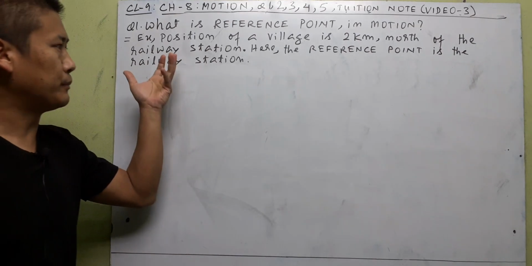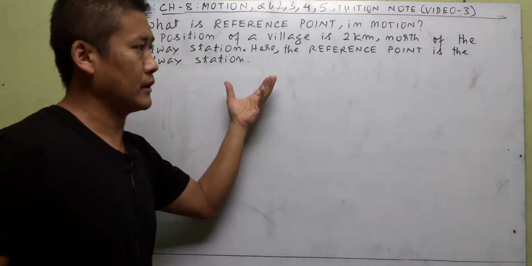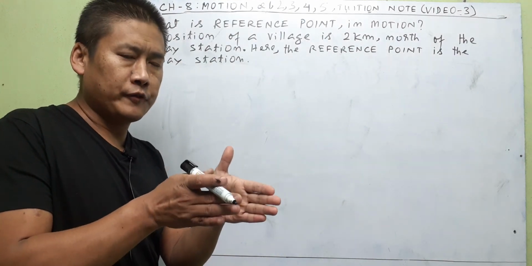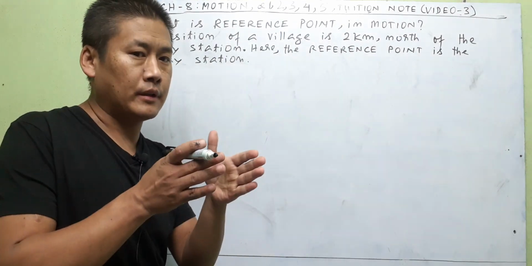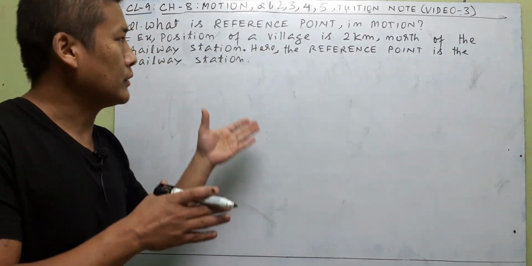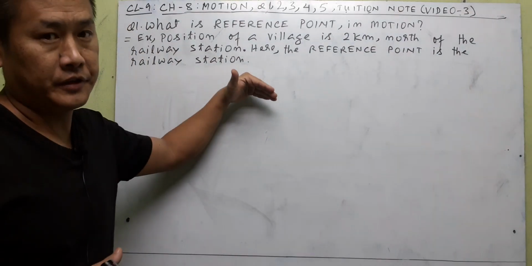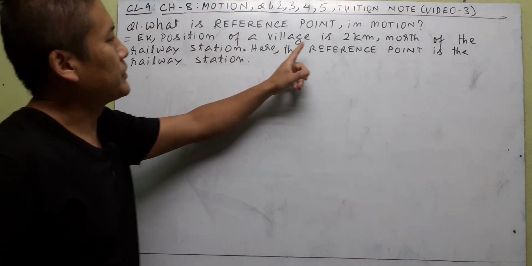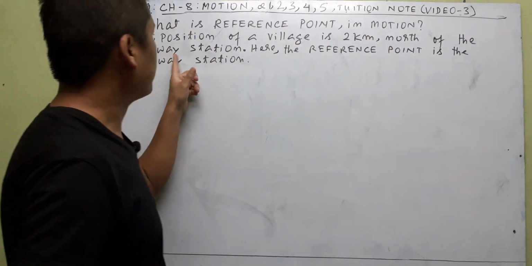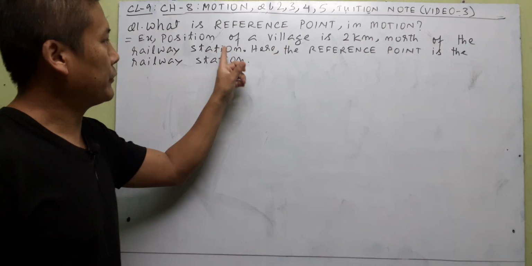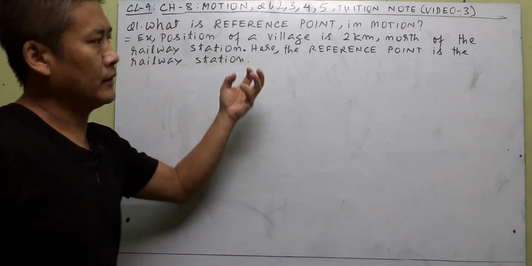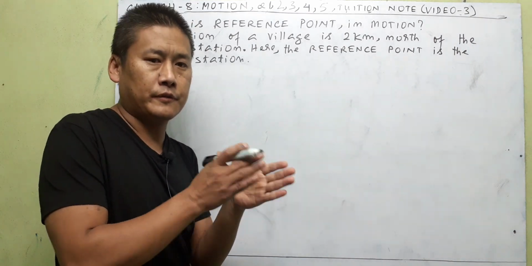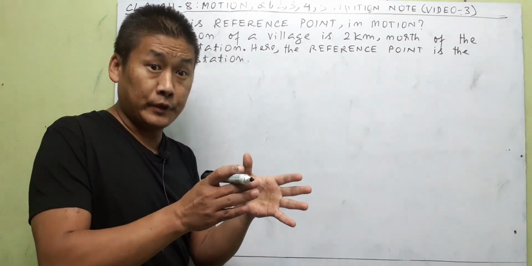So let us take an example. Like we said in the last class, when we follow the inductive approach of learning, that is moving from a familiar and easy example to the definition, we find it easier. So let us do that even today. The position of a village is 2 kilometers north of the railway station. Let us say a tourist is coming to visit a village for the first time. So he won't know where the village is, right?